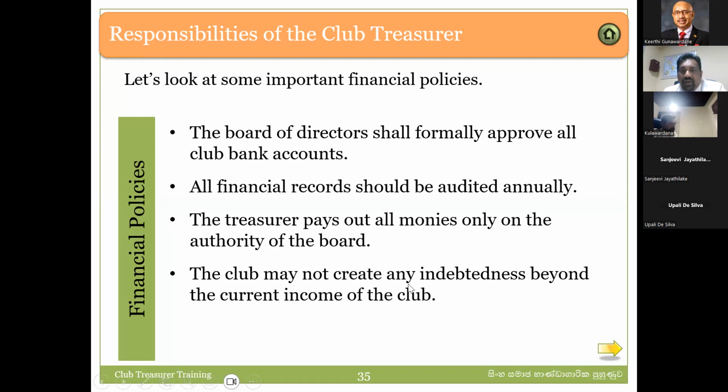The club may not create any indebtedness beyond the current income of the club. So that is very important.